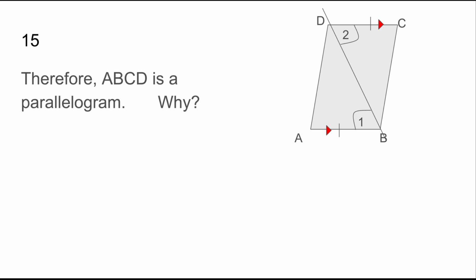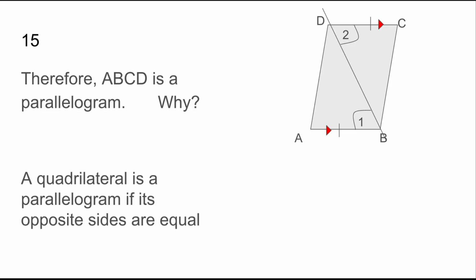Therefore, ABCD is a parallelogram. Why? Well, we know that a quadrilateral is a parallelogram if its opposite sides are equal. So not only do we know that AB and DC are equal, now we've proven that AD and BC are also equal. And so therefore we have two opposite sides that are equal. These are parallelograms.